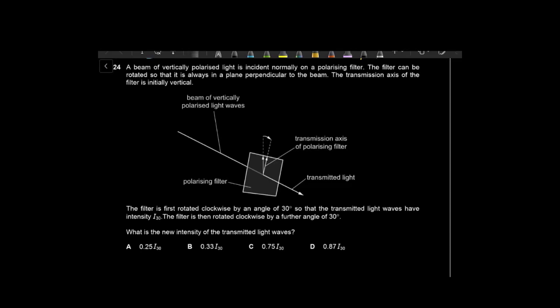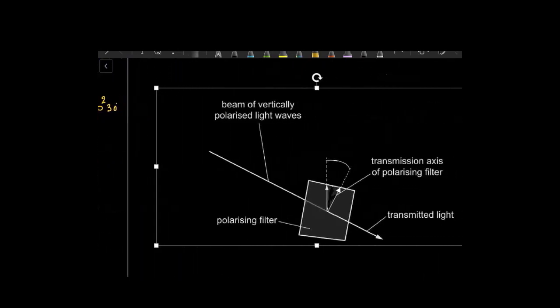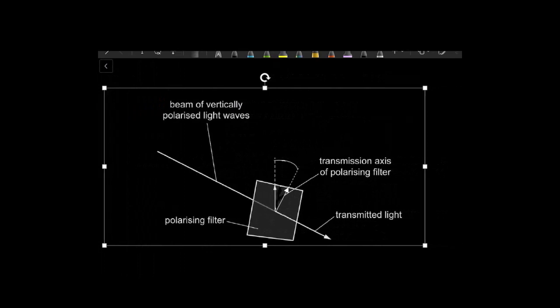Let us find the intensity I30. Let the incident light intensity be I0. So we can write I30 is equal to I0 cos square 30. Now this filter is then further rotated clockwise by 30 degrees. So it means that it is rotated by 60 degrees from the initial position. The situation is something like this. Now this angle will become 60 degrees.